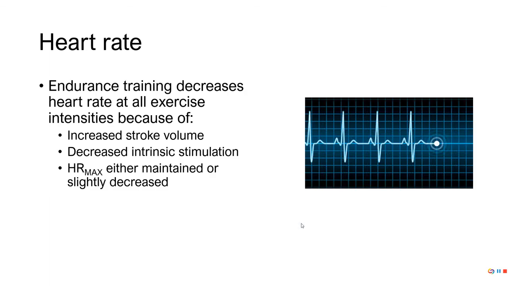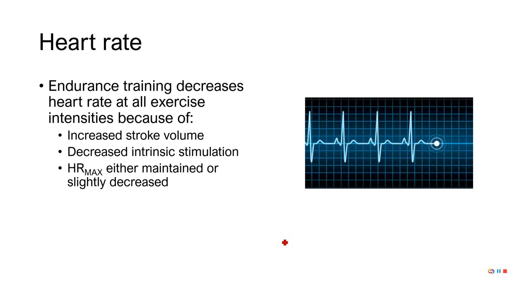It compensates. The way this works is that when we train our endurance, we increase stroke volume for reasons we've already discussed. We've also got decreased intrinsic stimulation. Remember, intrinsic means the stimulus is coming from the heart itself. Now that stimulation is reduced.